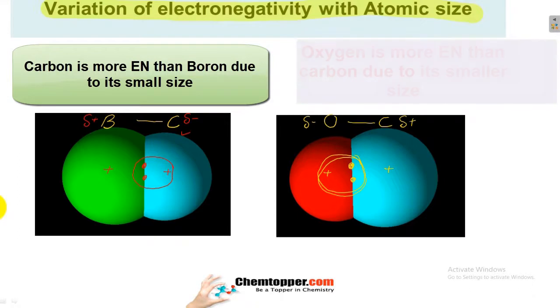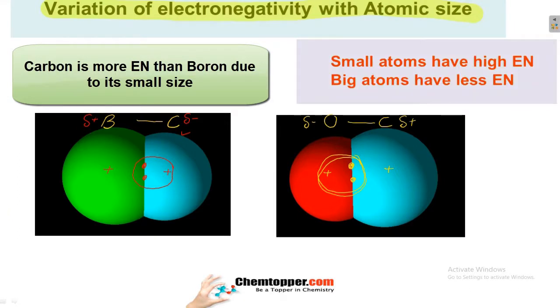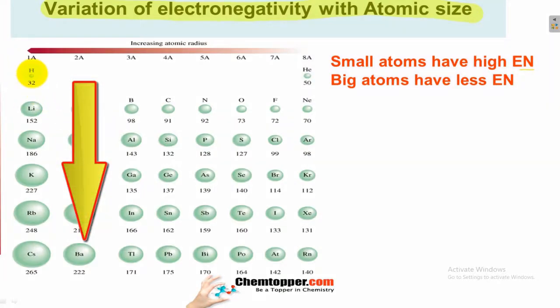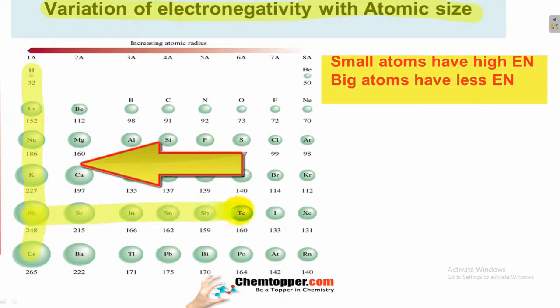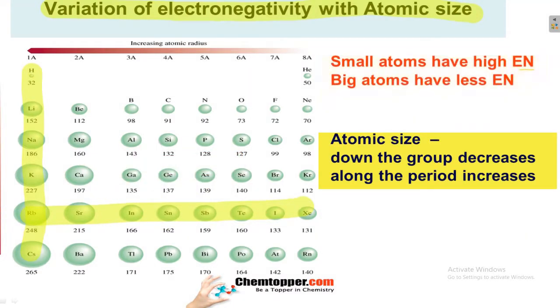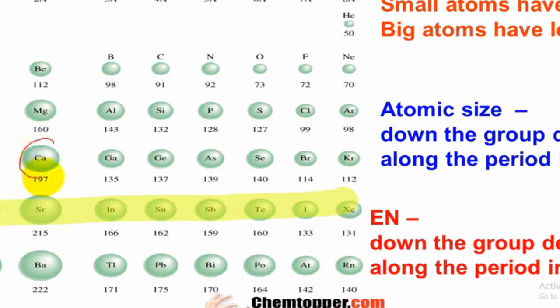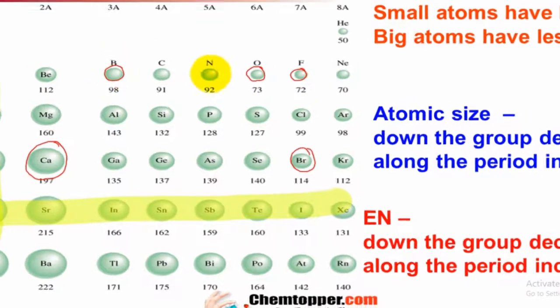So we can say that the smaller the atom, the higher the electronegativity, and the bigger the atom, the lesser the electronegativity. As we know, the atomic size increases down the group in the periodic table and decreases along the period. So it means electronegativity decreases down the group and increases along the period. Calcium is less electronegative than bromine. Oxygen is less electronegative than fluorine. Boron is less electronegative than carbon.